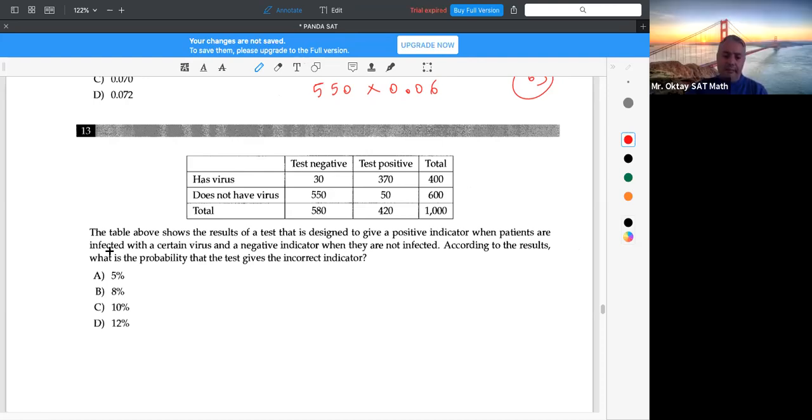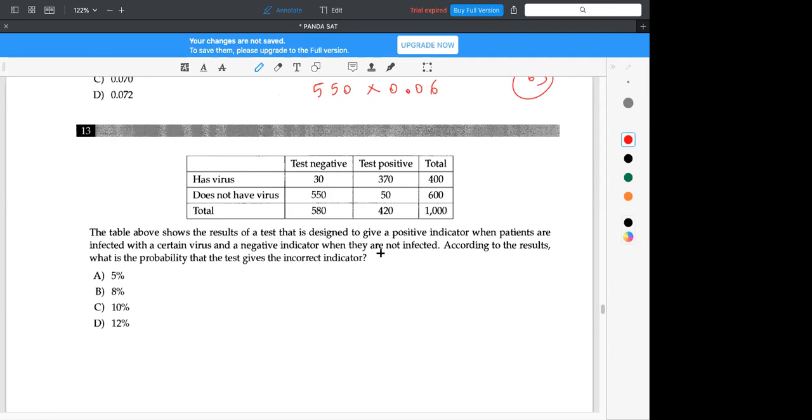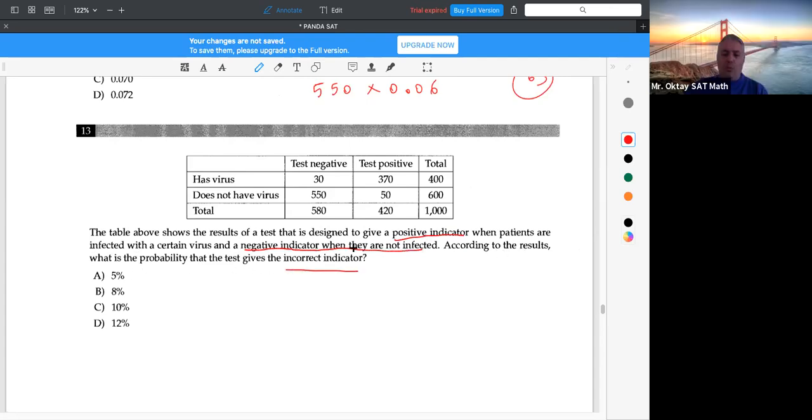Read, please. The table above shows the results of a test that is designed to give a positive indicator when patients are infected with a certain virus and a negative indicator when they are not infected. According to the results, what is the probability that the test gives the incorrect indicator? So one more time, negative indicator when they are not infected, positive indicator when they are infected. Okay, the question: according to the results, what is the probability that the test gives an incorrect indicator?